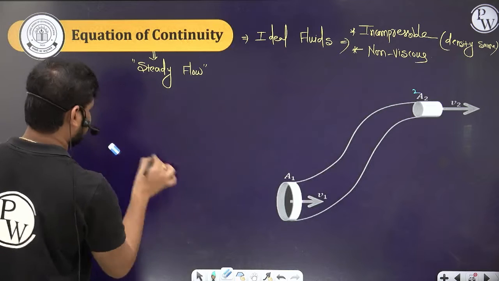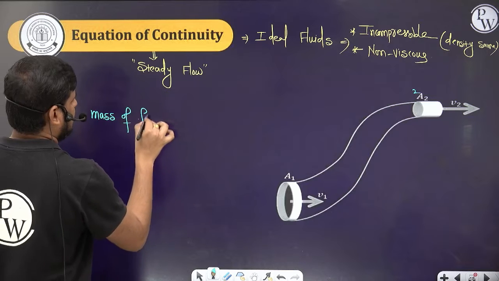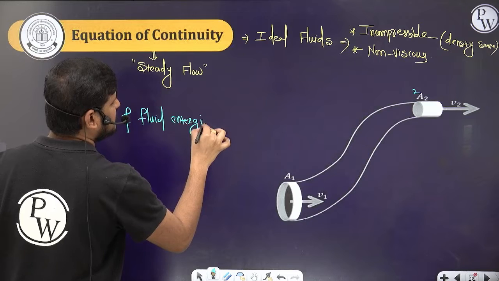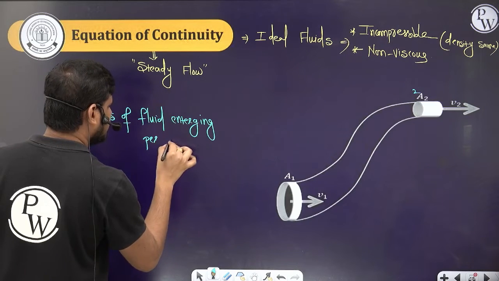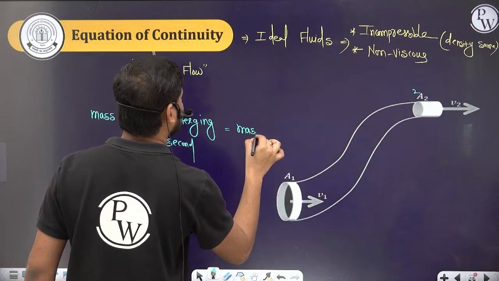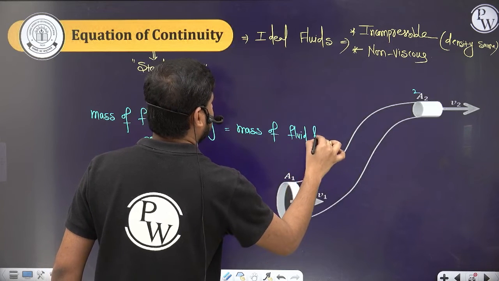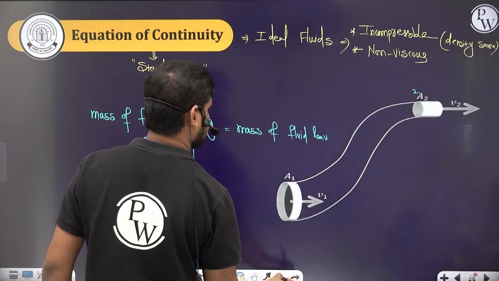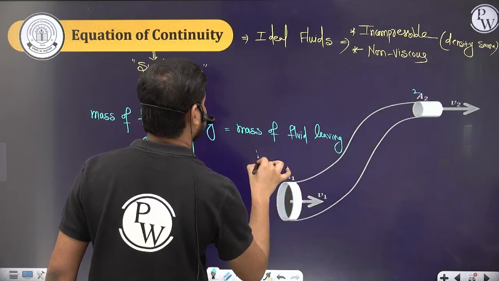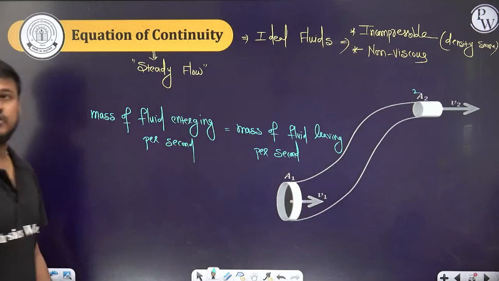Let me write the statement properly. Mass of fluid entering is equal to, if you want you can mention the time also, let's say per second, the mass of fluid leaving per second.